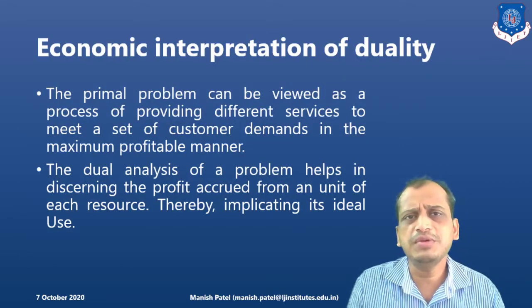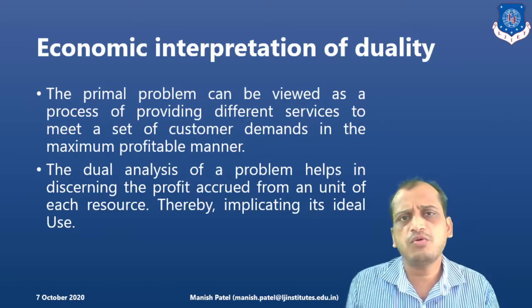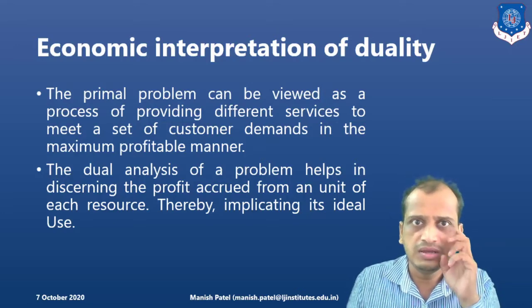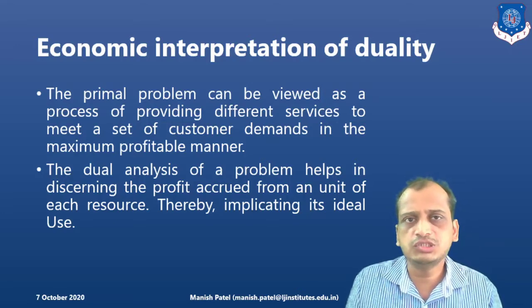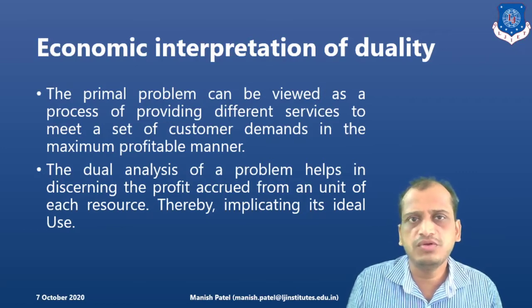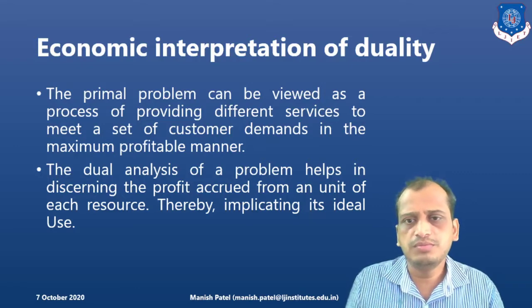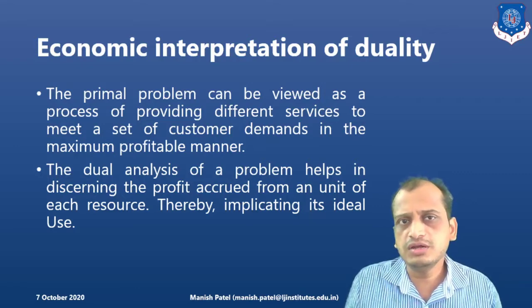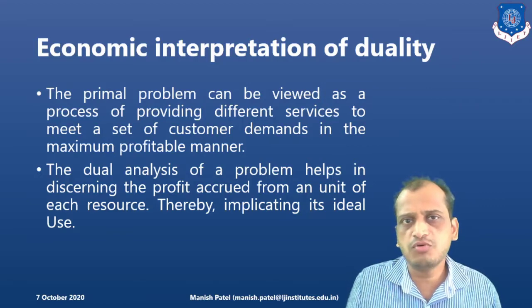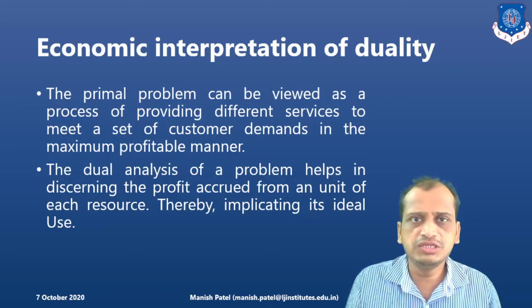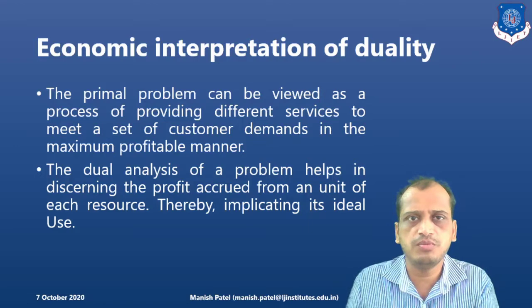Now how do you interpret duality economically? Whenever you are providing any service and using the resources in a company, the company tries to maximize the profit. That is the primary goal, or the primal problem. Now in the dual problem, for whatever unit resource is utilized, the maximum profit has to accrue out of that unit resource. That is the duality concern. That is the other side of the primal problem.